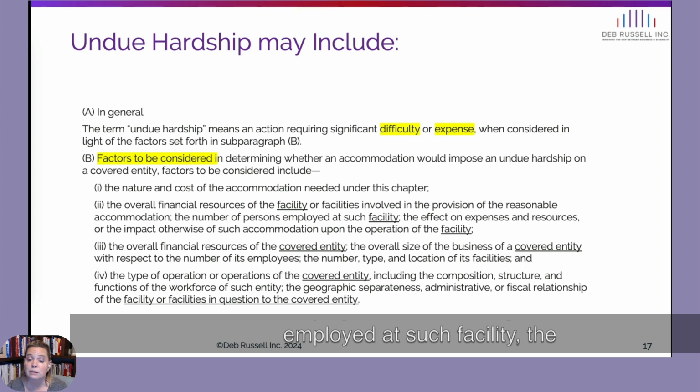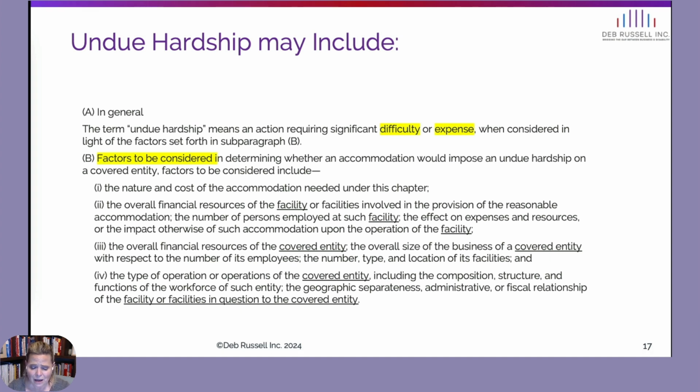The number of persons employed at such facility, the effect on expenses and resources, or the impact otherwise of such accommodation upon the operation of the facility, the overall financial resources of the covered entity, the overall size of the businesses of a covered entity with respect to the number of its employees, the number, type, and location of its facilities, and the type of operation or operations with the covered entity, including the composition, structure, and functions of the workforce of such entity, the geographic separateness, administration, or fiscal relationship of the facility or facilities in question to the covered entity. Oh my goodness.